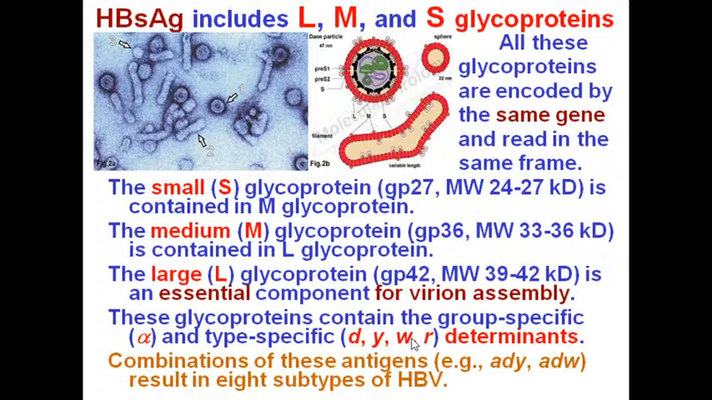So we said that it can be divided into particular types. And the combination of these antigens, alpha and one of the type-specific determinants, results in development of 8 subtypes of the hepatitis B virus. And we call them, for example, ADY, ADW, or somehow else.